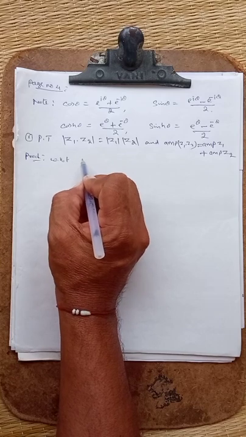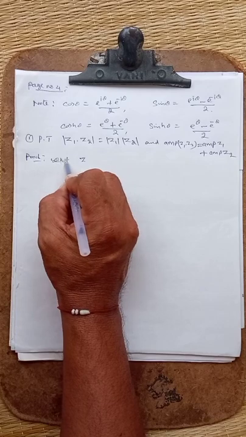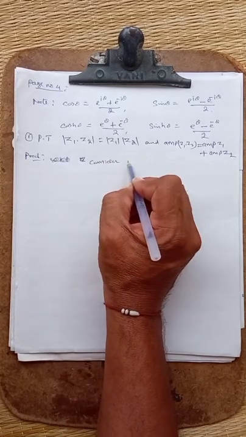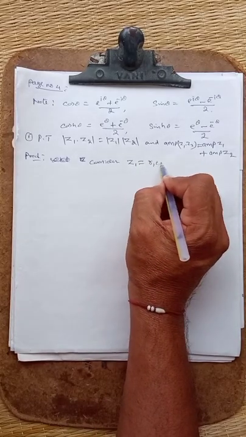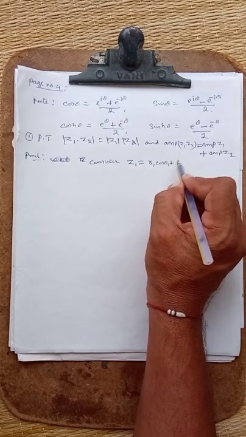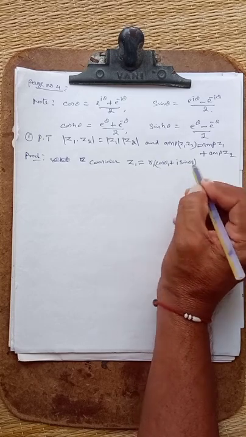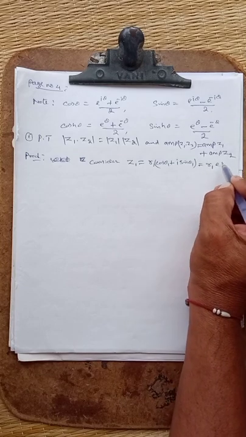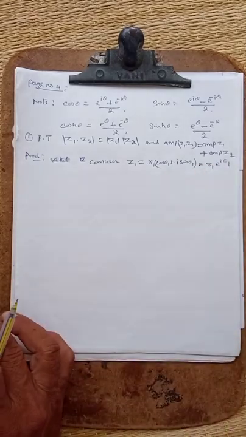Okay, let us consider two complex numbers, say z1. Let z1 equal r1 cos theta 1 plus i into sin theta 1. This is in polar form. This is the same as r1 into e to the power of i theta 1. This is in polar form.